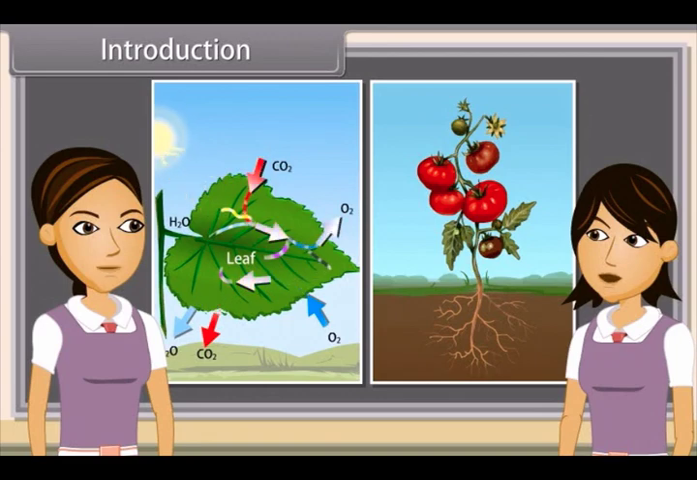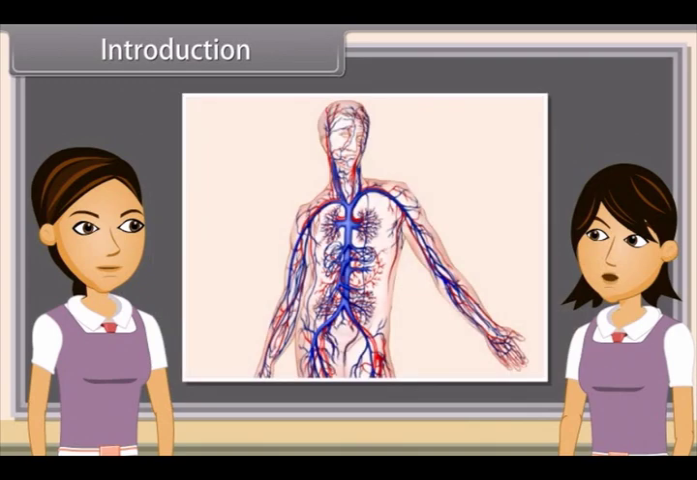Yes, Ankita, similarly, in animals, the food absorbed by the gut has to be carried to all the body parts. Oxygen absorbed in the lungs has to be transported to every cell of the body. The carbon dioxide produced in the cells has to be carried to the lungs for elimination. All such functions are the result of a transport system.